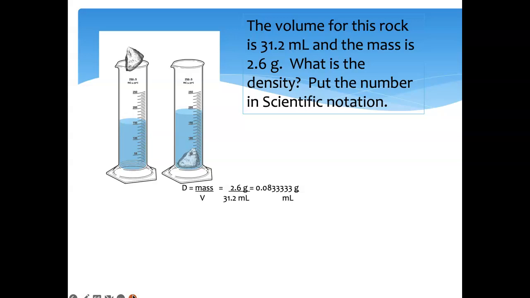Hopefully you figured out that you divided the mass by the volume and you came up with 0.0833. And of course, you've got to round that to two significant figures. You're also asked to put this number in scientific notation. So moving that decimal over 2 places, because 0.083 is a very small number, you have a negative exponent here.